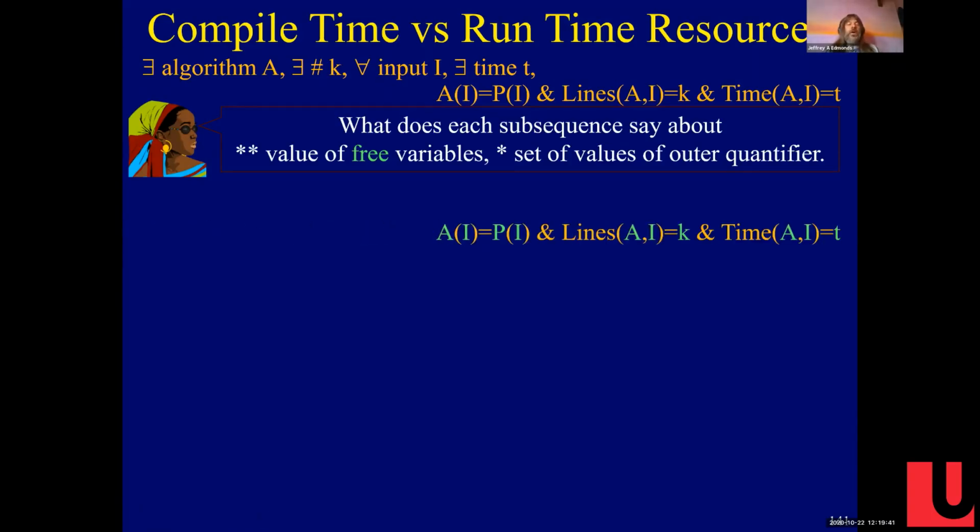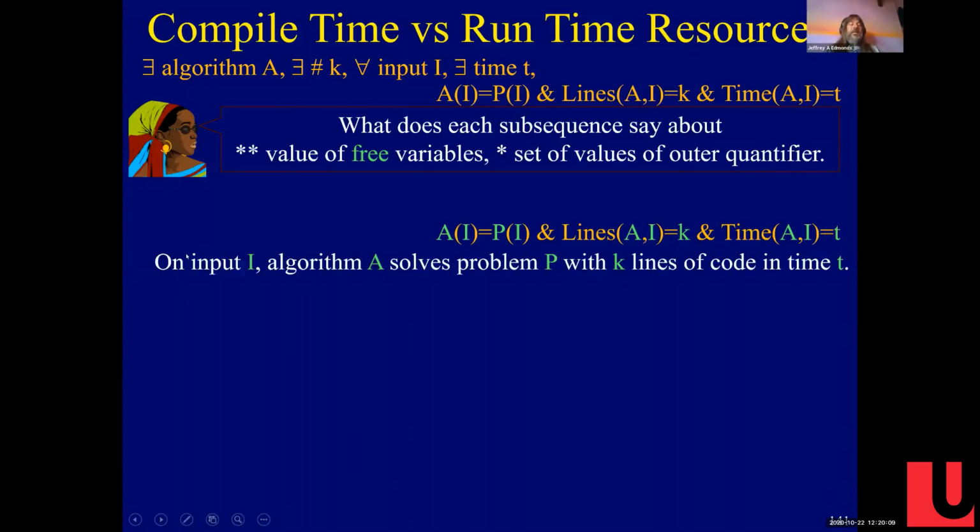All right. So let's bring our good woman over here back again and see what she has to say, right? She says, we work this out, we do the inner thing and we see what each line means. So here, we have a lot of free variables, right? A, the algorithm, is free, the input's free, the problem's free, the K's free, right? The T's free. We got a lot of free variables. So what does it say? It says on input I, algorithm A solves P with K lines of code in time T, right? Everybody see that that's what it says?